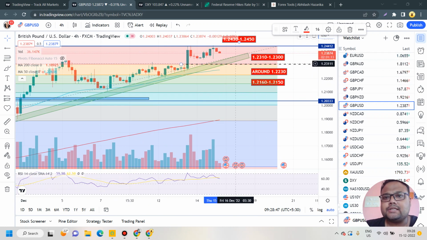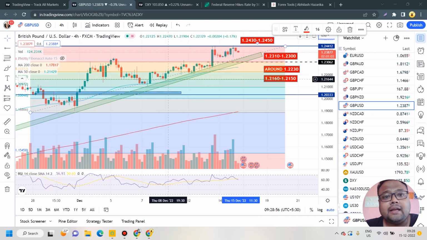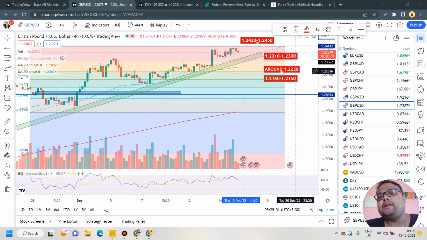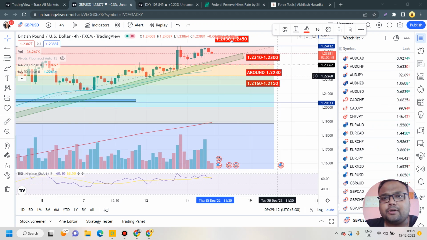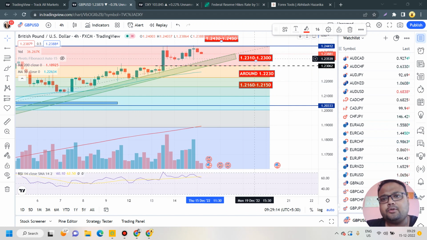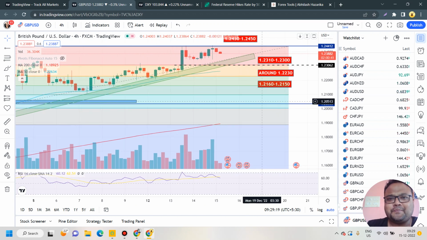So these are the support levels: 1.2160, 1.2150, because this is the Fibonacci 50% retracement level, as well as we can see market showing price rejection from below in this area. Above that, we have 1.2230, which is the Fibonacci 38.2% retracement level, as well as previous price rejection from below. And at the top, the first support is 1.2310 to 1.2300. If you want, you can just take a screenshot also.